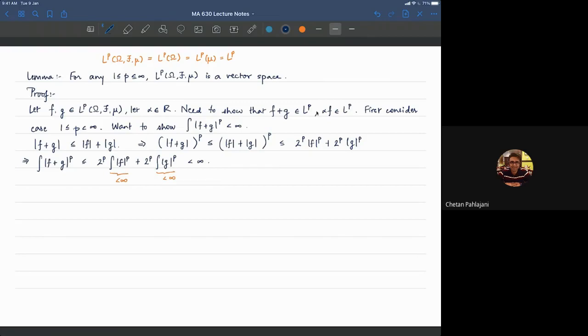The other one is quite straightforward. So now alpha is a scalar, so I'll take |alpha f|^p. This is just |alpha|^p times |f|^p. And so when I look at the integral of |alpha f|^p, this is going to be |alpha|^p times the integral of |f|^p. And this is true because you can pull out constants, right? And then remember that this is finite because f is in L^p. So this thing is also finite. And so alpha f is also in fact in L^p.